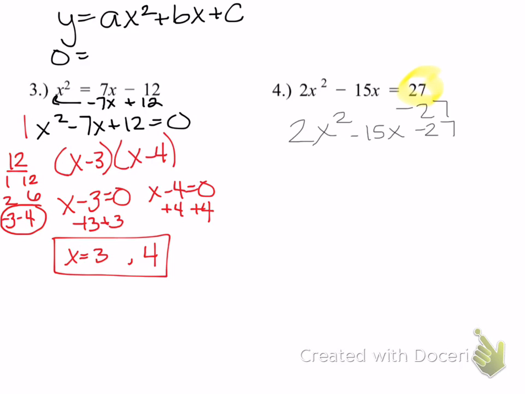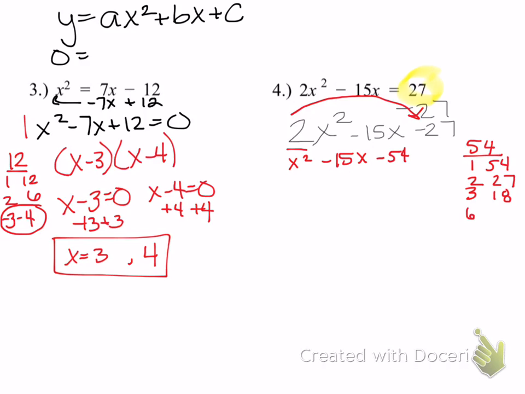So if we look, I have a coefficient of 2. So I have to do that slide method. So 2 times 27 gives me x squared minus 15x minus 54. So I need to find factors of 54. Well, factors of 54, we've got 1 and 54, we've got 2 and 27, we've got 3 and 18, we've got 6 and 9.